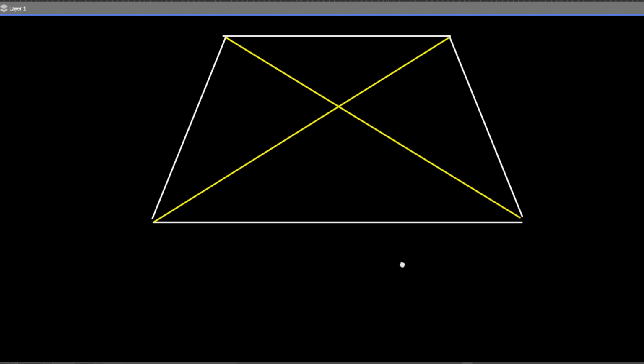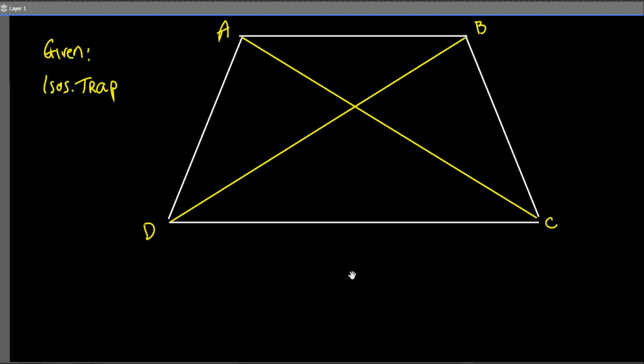Let me scooch it up about right there, and let's name it. I did take notes on this one, so we'll call it ABCD, A, B, C, D. And they tell you that it is an isosceles trapezoid, okay? So it's given, they do that in geometry a lot, that it's an isosceles trapezoid.